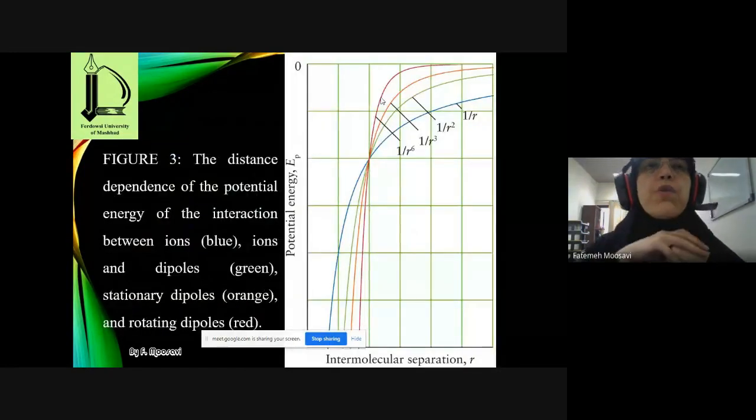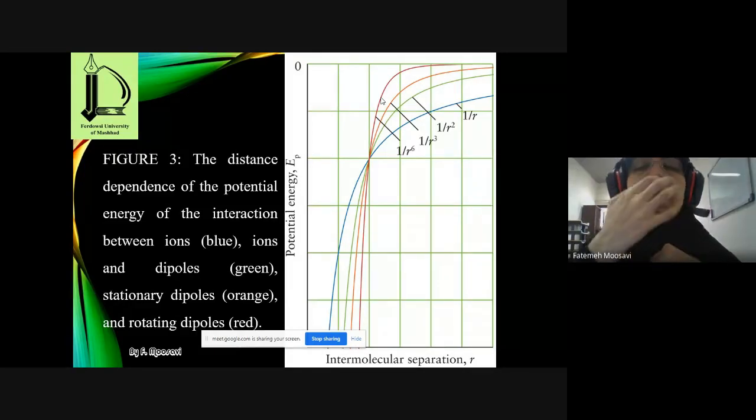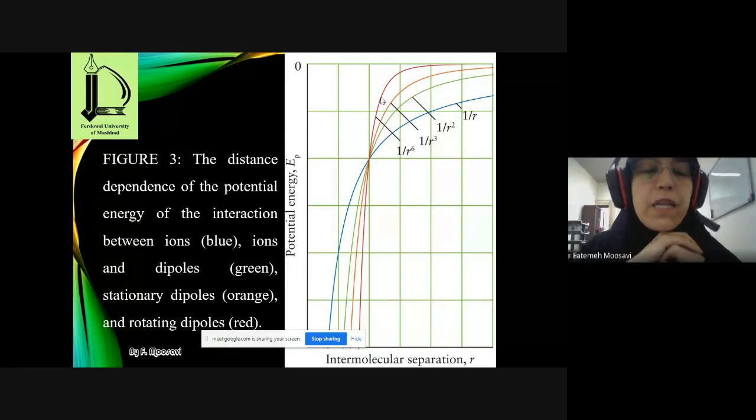To sum up, I should say that polar molecules take part in dipole-dipole interaction. Dipole-dipole interactions are weaker than the forces between ions and fall off rapidly with distance, specifically in liquid and gas phases where the molecules rotate. As a result, the interaction between dipoles in the solid phase, I mean the orange curve, is stronger than the interaction between dipoles that are in the gas phase.